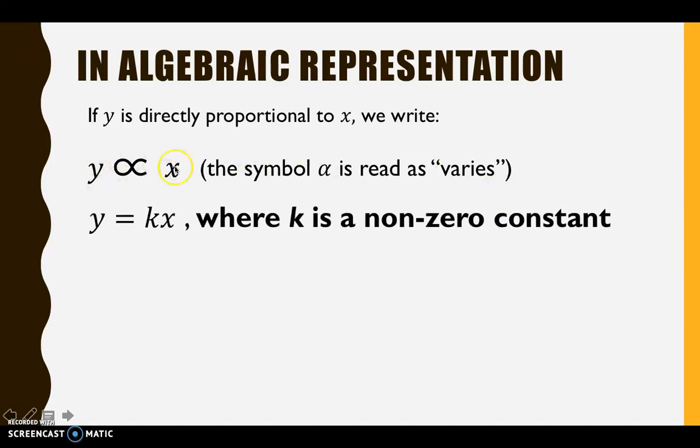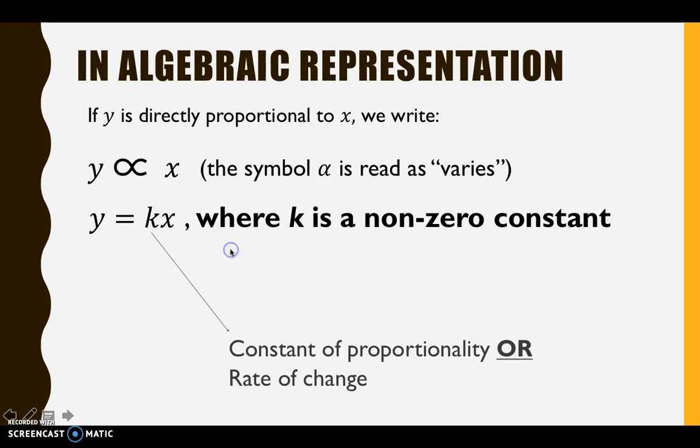Based on this relationship, I can form this equation y equals kx, where k is a non-zero constant. Now, I don't want you to worry about this. This just shows the two quantities that are directly proportional to each other, which eventually leads to this meaningful equation. Why is k so special? Because k represents the constant of proportionality or the rate of change.